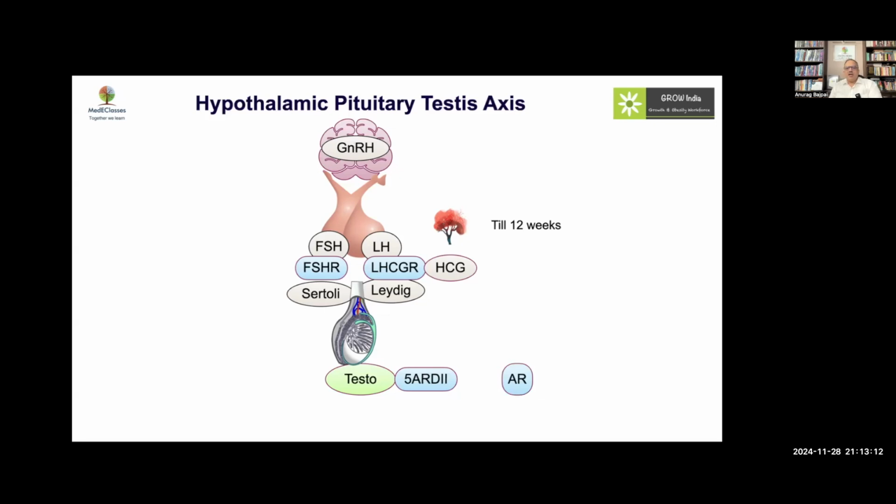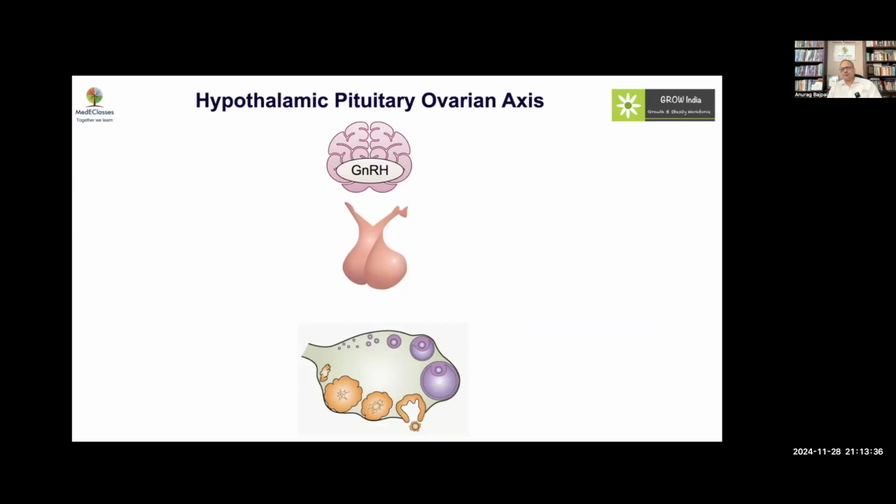Now, this 5-alpha reductase will of course have to work, and the dihydrotestosterone has to work on the androgen receptor to produce the secondary development in the form of penile growth and penoscrotal fusion. So, abnormalities in the testosterone production, activation to dihydrotestosterone, or action of dihydrotestosterone may therefore result in XY DSD.